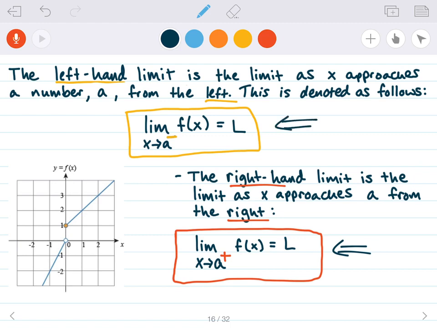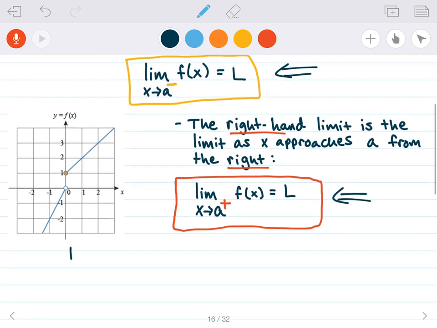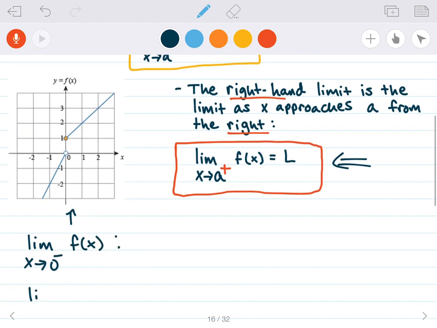So let's look at a quick example. Let's look at this function right here, and suppose we want to find the limit as x approaches 0 from the left. And let's also say that we want to find the limit as x approaches 0 from the right of f of x.